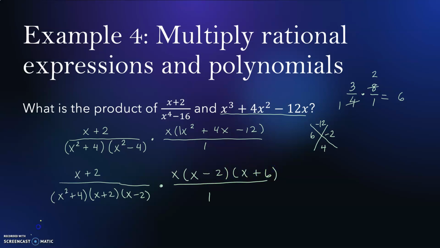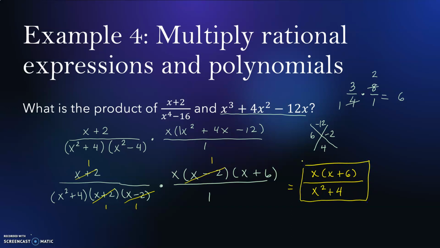So then I can look for things that will cancel in the numerator and the denominator. I notice that I have an x minus 2 here and an x minus 2 here. Those would divide to make 1. I also notice that I have an x plus 2 and an x plus 2. Those would divide to make 1. So my answer after I multiply would be 1 times x times 1 times x plus 6 in the numerator. And then in the denominator, I just have x squared plus 4 times 1 times 1. So this is the product of those two expressions.